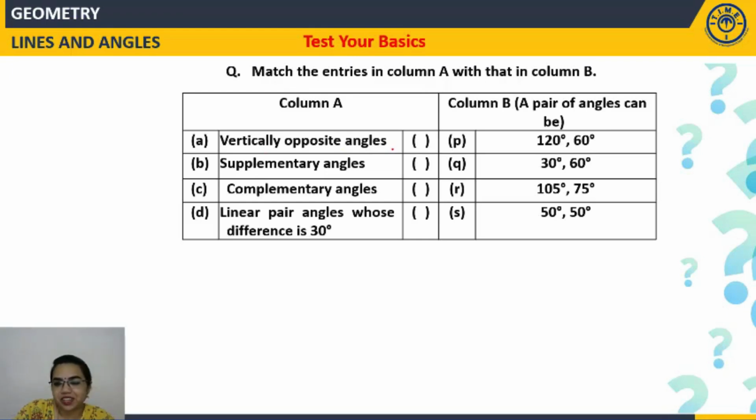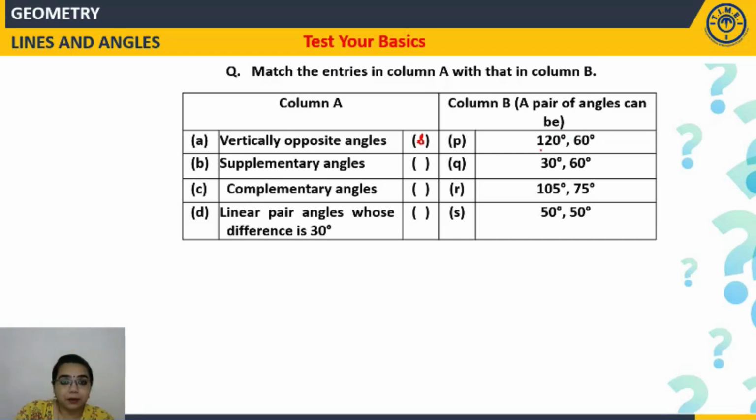So from the options, you have to check which of them have equal measures. You can see 50 degrees and 50 degrees. They are equal, right? So vertically opposite angles are equal. So surely here the answer should be S. Next, supplementary angles.